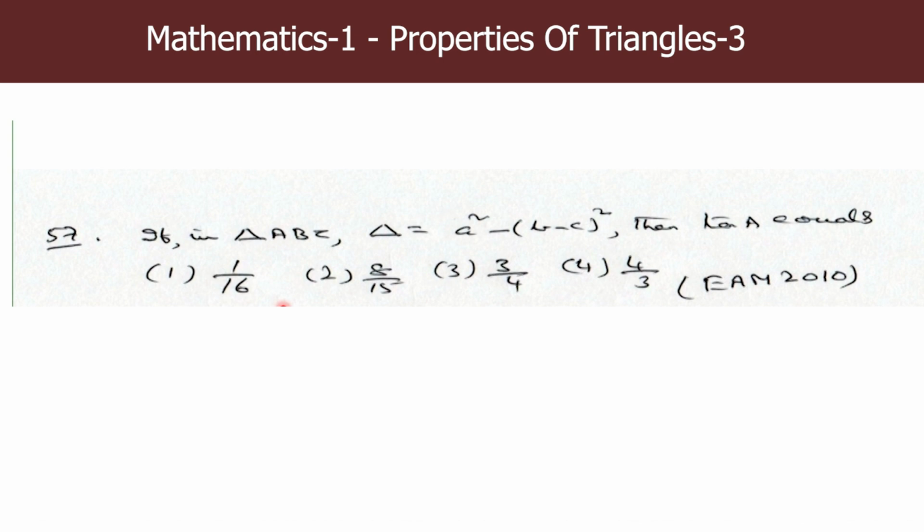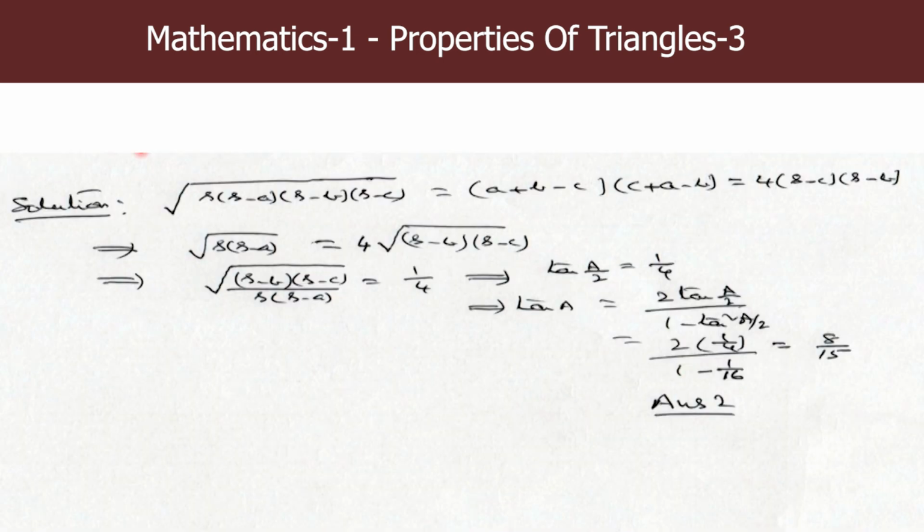If in triangle ABC, delta is equal to a square minus b minus c whole square, then tan A equals: option 1, 1 by 16; option 2, 8 by 15; option 3, 3 by 4; option 4, 1 by 3. EAPCET 2010, that is.